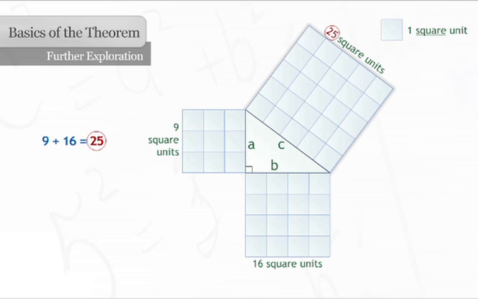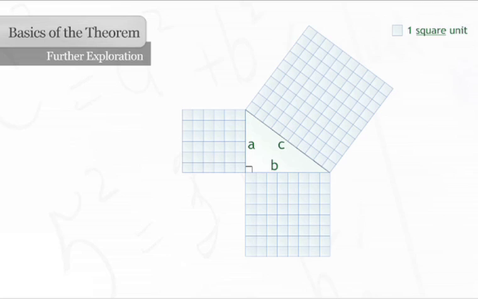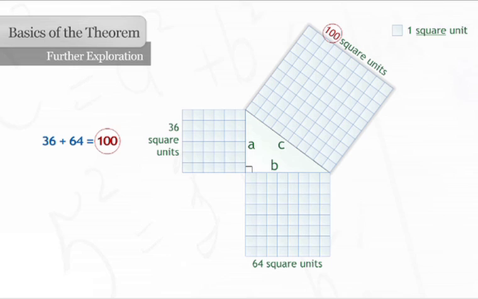But what if the lengths of the sides of the right triangle were 6 units, 8 units, and 10 units, instead of 3, 4, and 5? Would the relationship remain the same? 6 squared equals 36. 8 squared equals 64. If we add 36 and 64, the sum is 100, which is the same as 10 squared, the square of the length of the hypotenuse. The relationship remains the same.